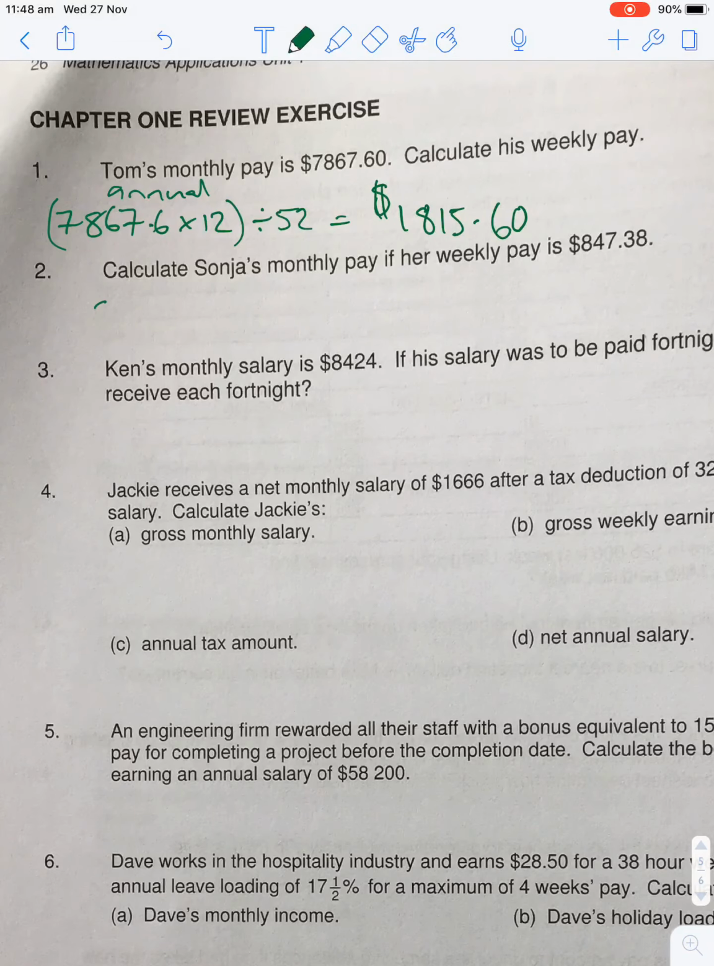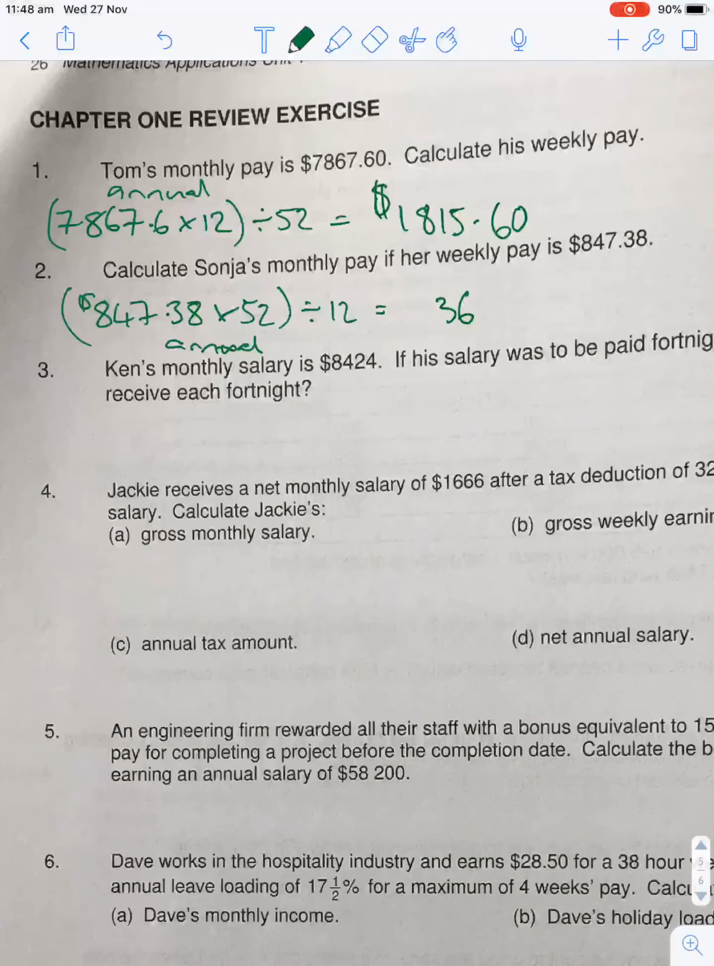So what you need to do is, again, turn it into an annual pay, so 847.38. Times it by, that was weekly, so I'm going to times it by 52 to turn it into an annual pay. So that initial bit is her annual. And then I would then divide that by 12 to turn it into a monthly one. And so when I do that, I would wind up with $3,671.98 per month.